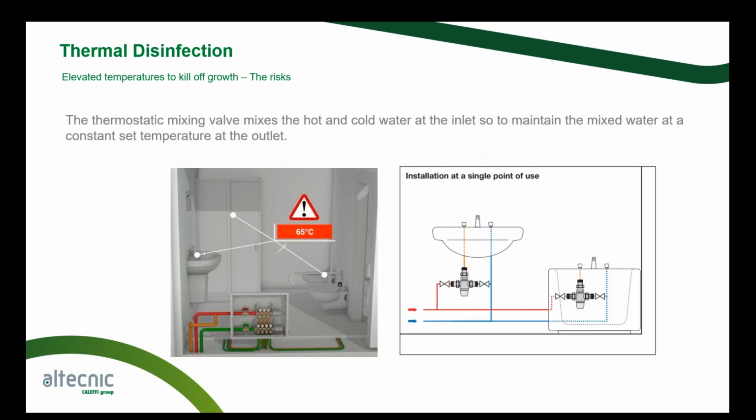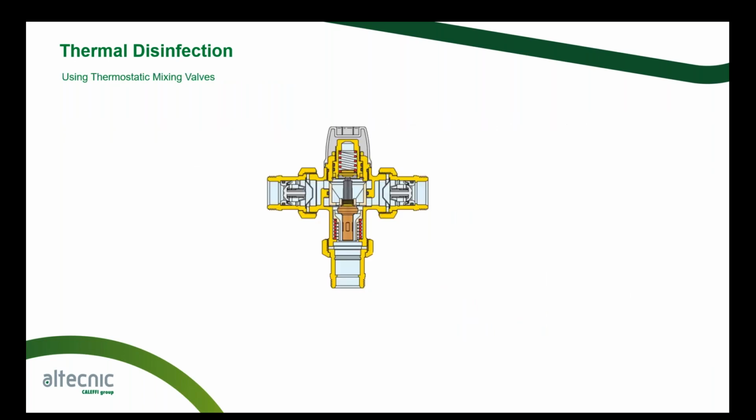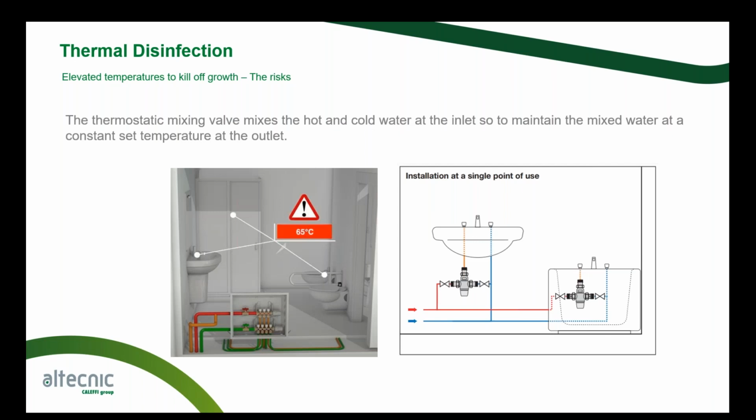So thermostatic mixing valves mix the hot and cold water at an inlet, so they maintain the mixed water at a constant set temperature at the outlet. So if we've got constant hot water circulating around at 65 degrees, because that's what we store it at, that is too hot for someone to just run their hand under or have an issue with taking that much hot water. So we would fit what we call a point of use mixing valve.